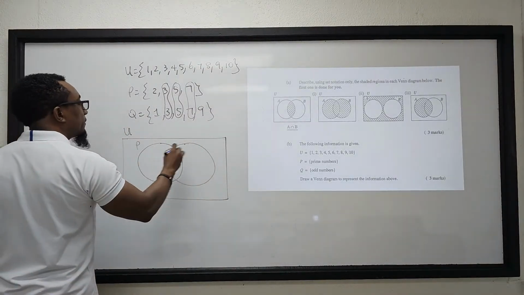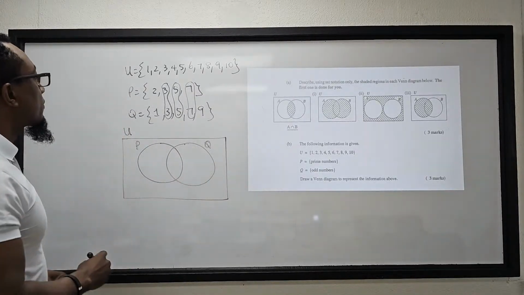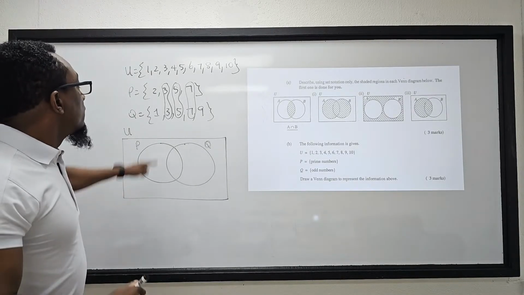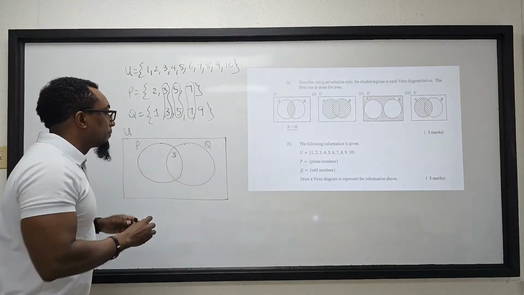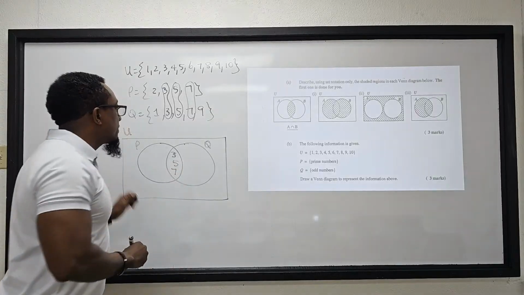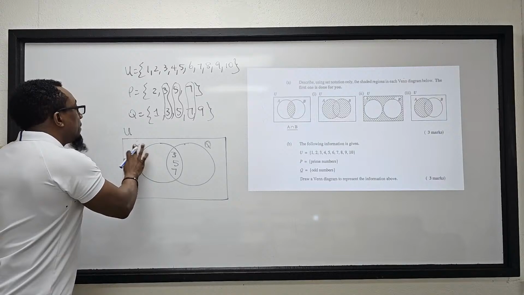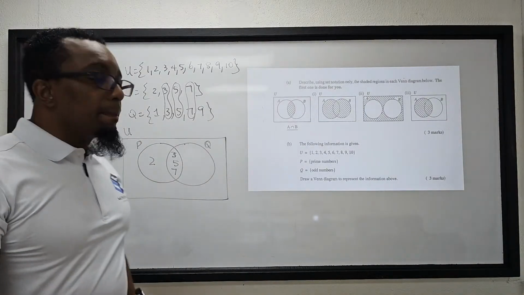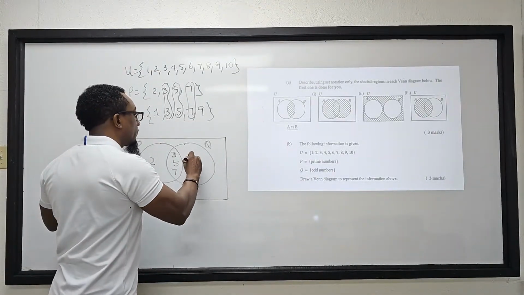So this is P, and that is Q. And now I want to place my elements. I know that 3, 5, and 7 will be placed in the intersection. The remaining elements of P, which is 2, will be placed in P only. The remaining elements of Q, which are 1 and 9, will be placed in Q only.